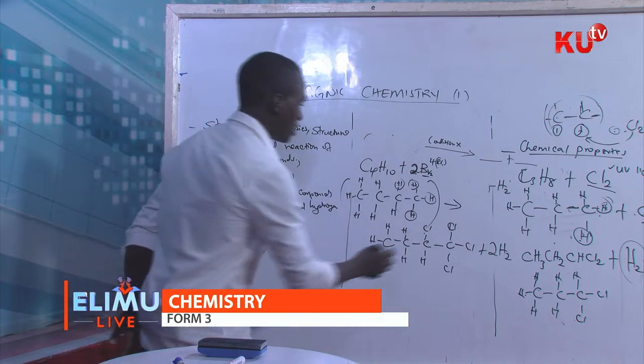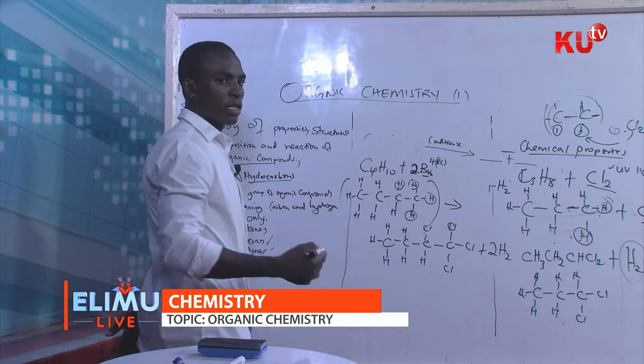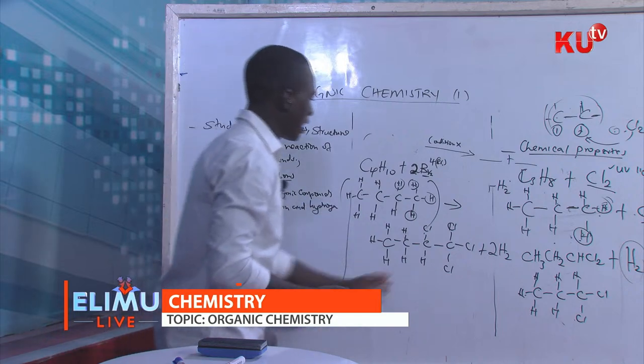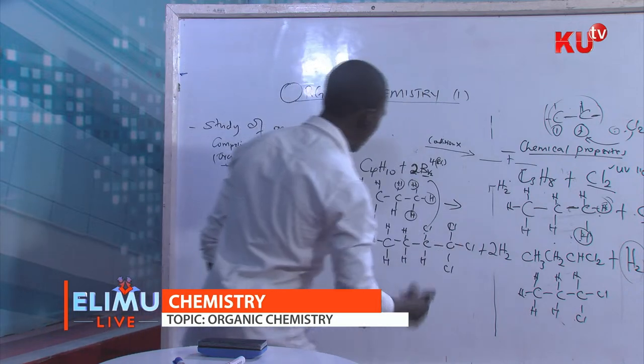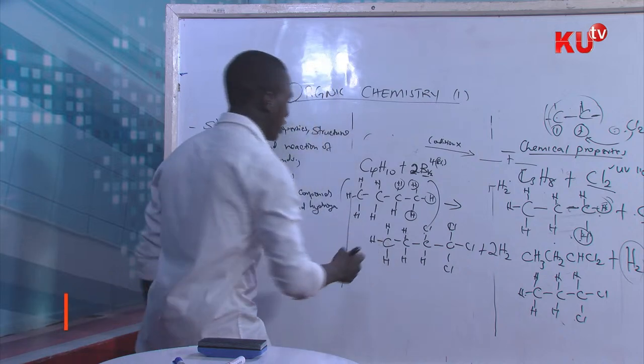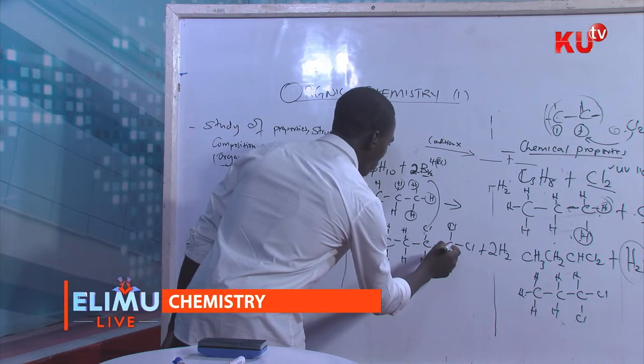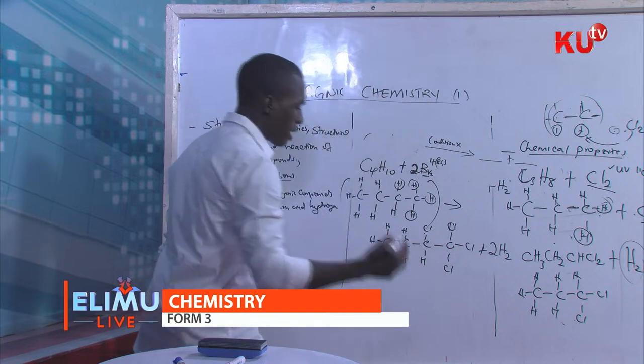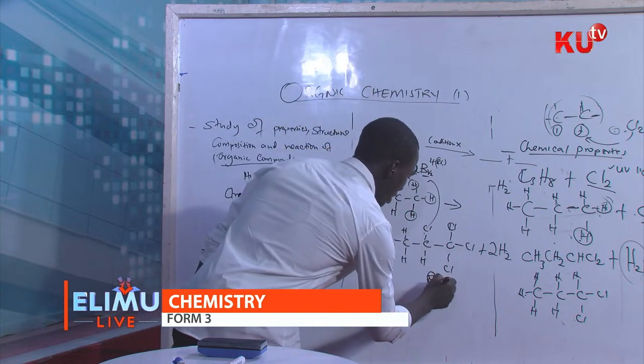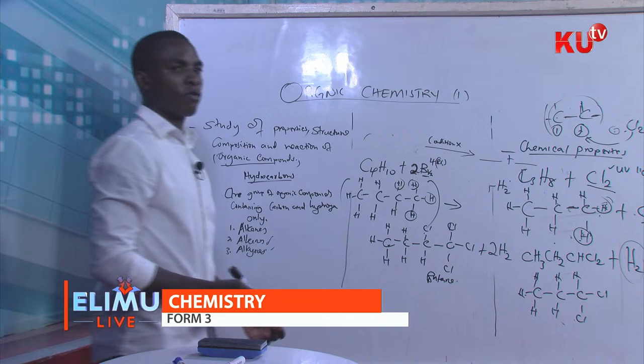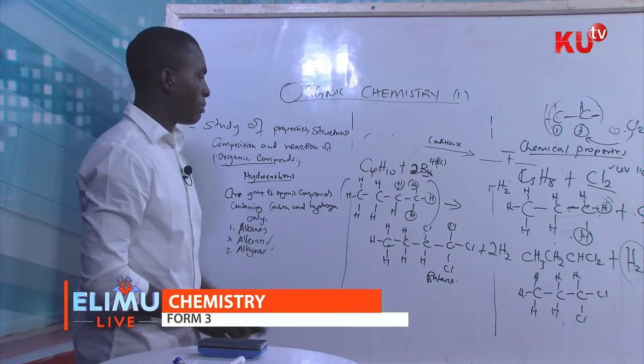To name this, we begin with the side in which the halide is attached. And the halide is attached on this side. So we just identify the longest carbon chain here. How many carbon atoms do we have? We have 1, 2, 3, 4. So the parent name will be butane, because we have four carbon atoms.